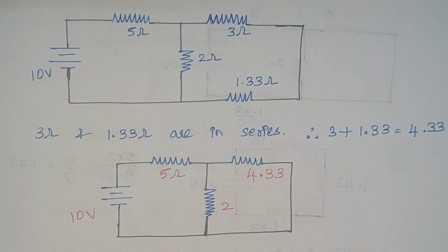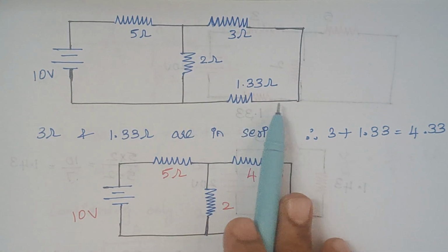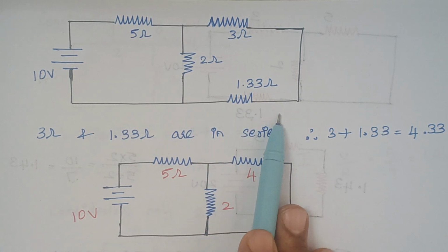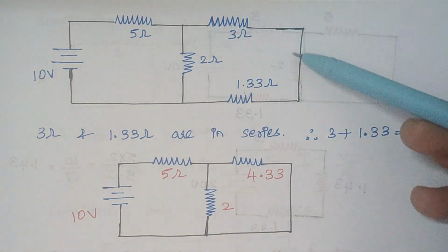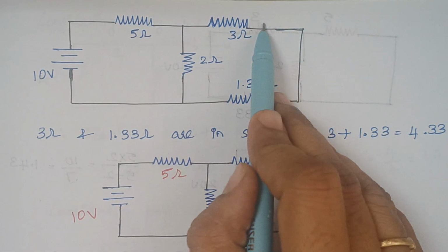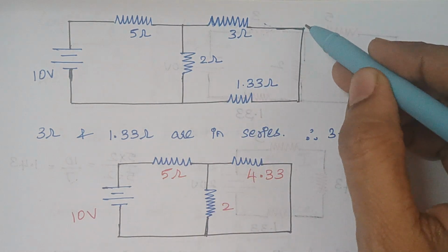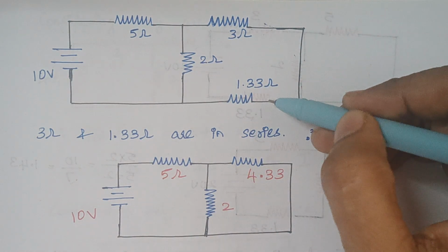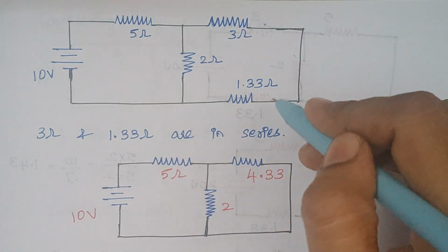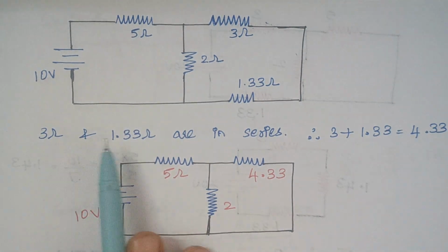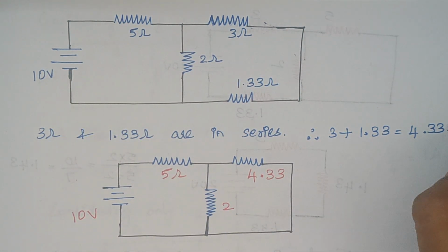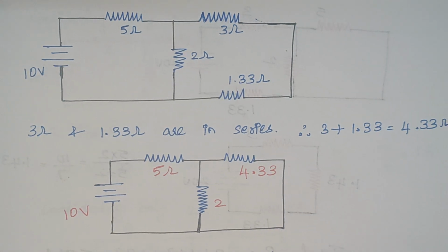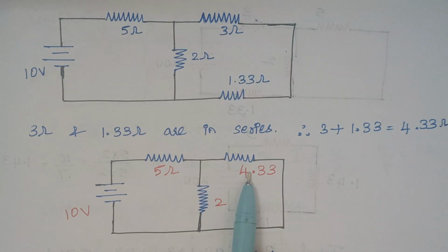So when you redraw the circuit, those two resistors are replaced by a single resistance. Again, this 3 ohm and this 1.33 ohm are in series, because the current that flows through this 3 ohm also flows through this 1.33 ohm. So how to find the total resistance? We just have to add. 3 plus 1.33 gives 4.33 ohm. So these two resistors are replaced by a single resistor here.